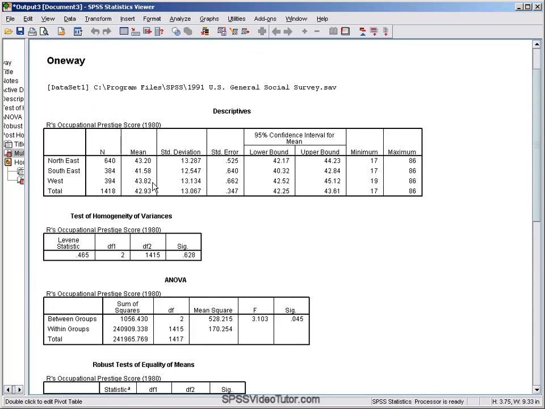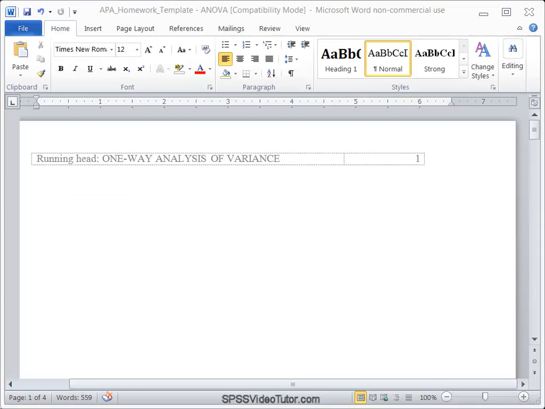Okay? So if we go back up to the top, the mean occupational prestige score for the west is 43.82, and for the east, it's 41.58. Therefore, based on the results of the ANOVA, the west has significantly higher occupational prestige scores than the east. Okay, so after you have interpreted your results, the final step is to report the results in APA format.